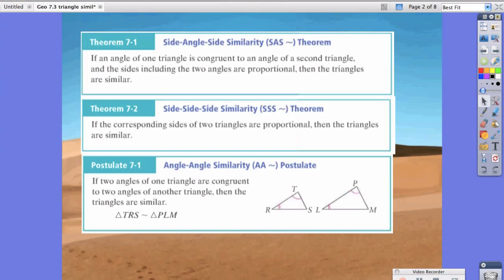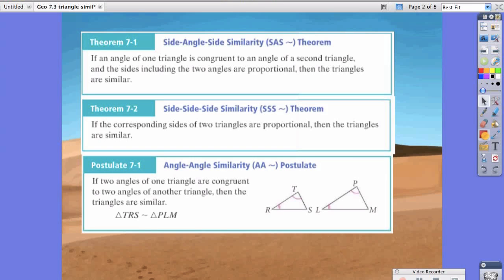Now theorem 7.1 states that we have the side angle side similarity theorem. Notice how it's denoted by SAS, then the similar sign, which is the tilde. Now keep in mind the angle is still in between the two sides. This is just proving that things are similar. And it states that if an angle of one triangle is congruent to an angle of a second triangle, and the sides including the two angles are proportional, then the triangles are similar.